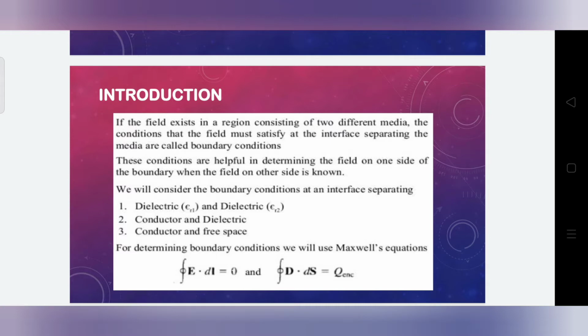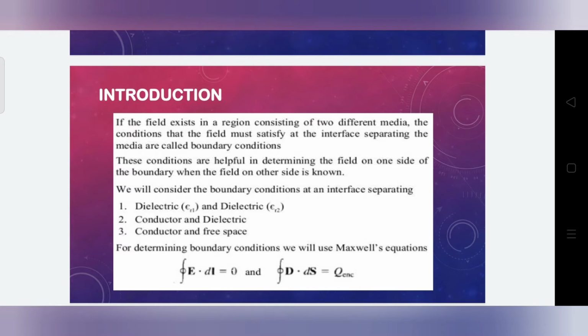If there is a transmitter and receiver, meaning the transmitting lines and the waves are in air media and the receiver is in conducting media, then the interface between the air media and the conducting media must satisfy the conditions known as boundary conditions. These conditions are helpful in determining the field on one side of the boundary when the field on the other side is known. We will consider the boundary condition at an interface separating dielectric and dielectric.